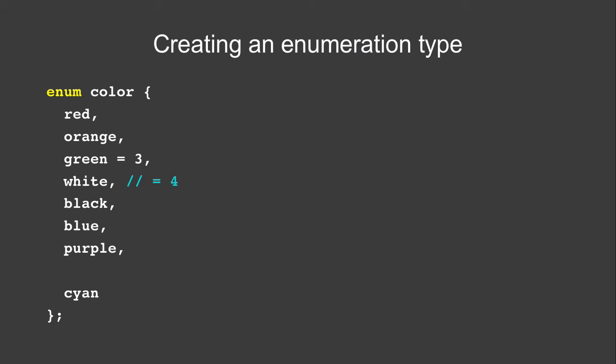We could use this to create synonyms. If we would like to have a new color violet, but it is the same as purple, then we just declare it just after purple and assign it the same value, simply by using the name of the previous option.